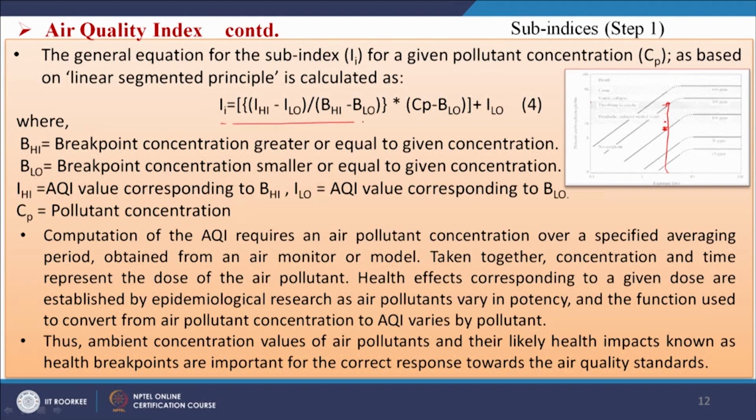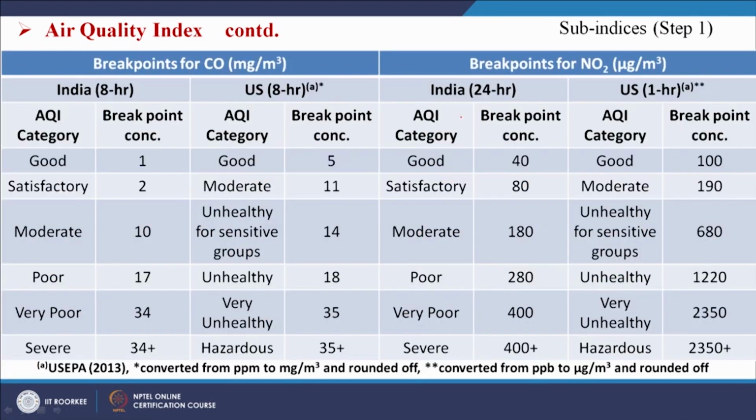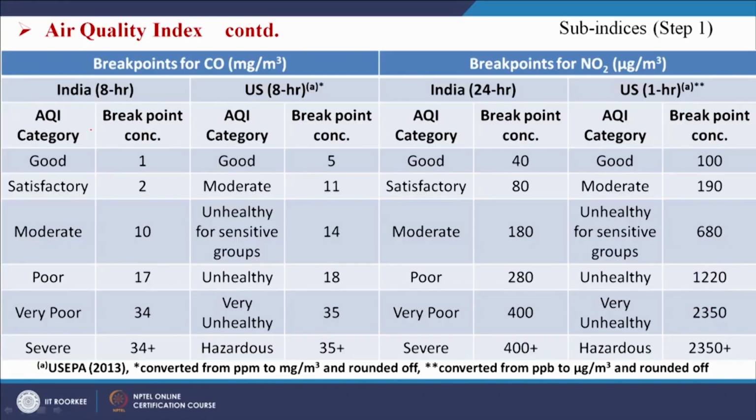Okay. So, that way this impact is calculated, and now we will see that breakpoints for CO for different countries vary, because this AQI is ultimately developed on the basis of some relationship, as mentioned. Then individual indices are determined, and then the aggregate index is determined, and these AQI values are different for different qualities of air. Like for good quality, in the Indian context, for CO the concentration is 1 mg per meter cube, but for the US, on an 8 hourly basis, it is 5 mg per meter cube. Similarly, for satisfactory it is 2 here, and 11 here.